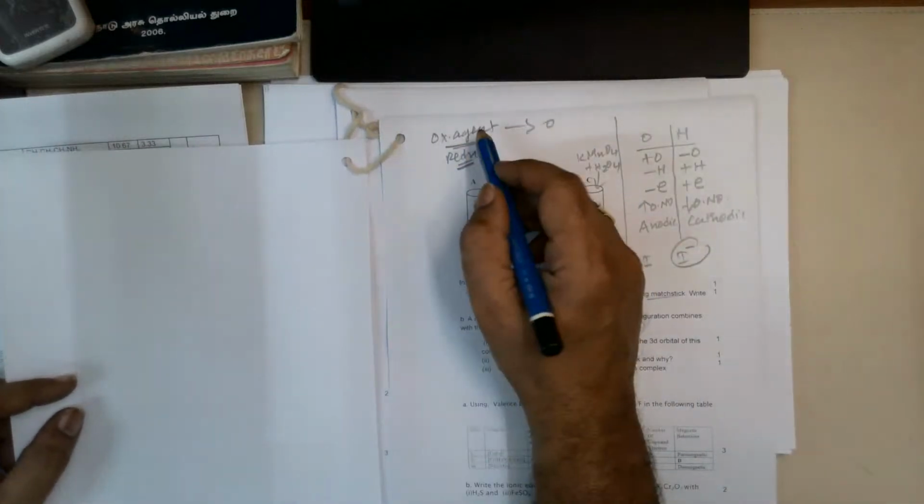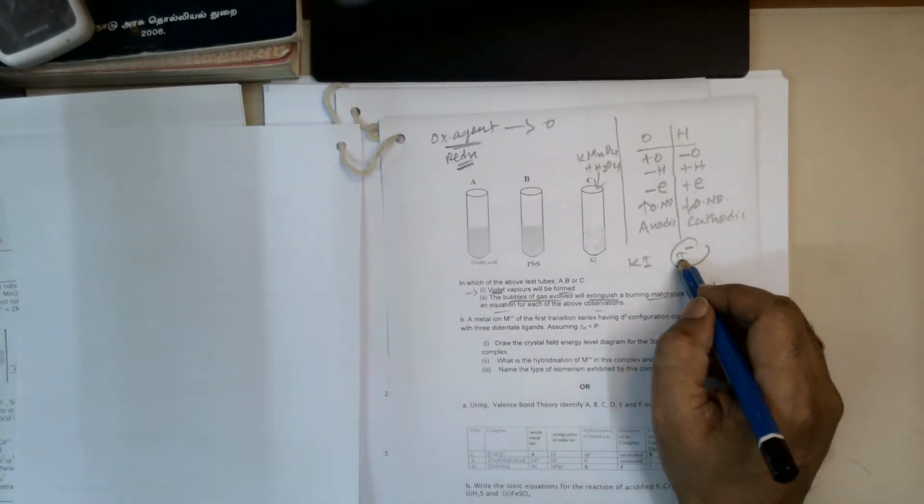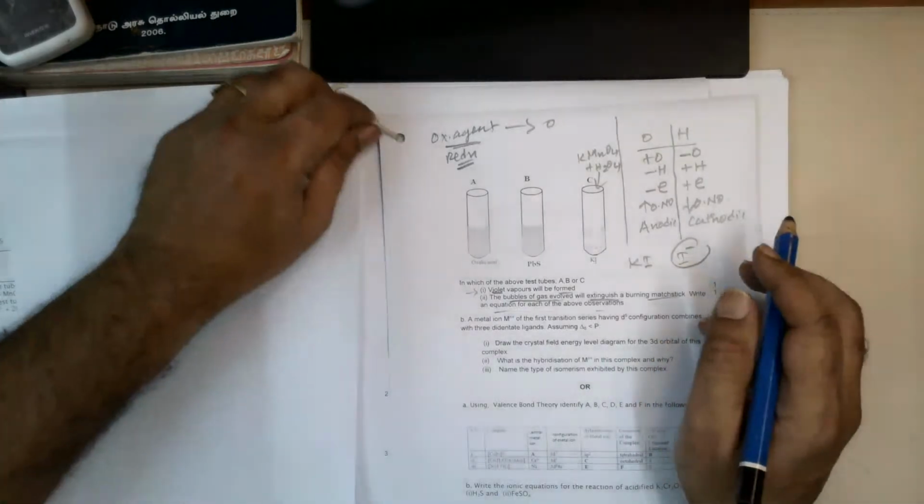So this may be potassium permanganate, and we have sulfuric acid. So KMnO4 plus sulfuric acid, acidified KMnO4, acts as what? Oxidizing agent. And which is oxidized here? Iodide is oxidized. Iodide is oxidized means what?